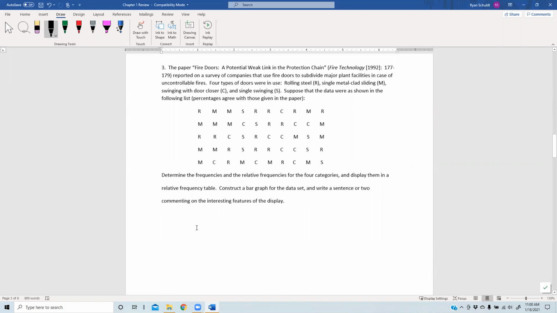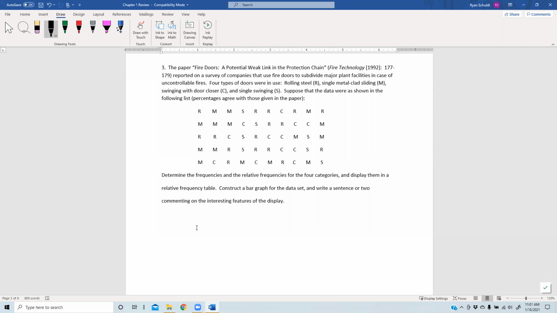The paper "Fire Doors: A Potential Weak Link in the Protection Chain," which was written in 1992, reported on a survey of companies that use fire doors to subdivide major plant facilities in case of uncontrollable fires. Four types of doors were in use: rolling steel, which we're going to just call R, single metal clad sliding, which we're going to call M, swinging with door closer, which we're going to call C, and single swinging, which we're going to call S. Suppose the data were as shown in the following list.